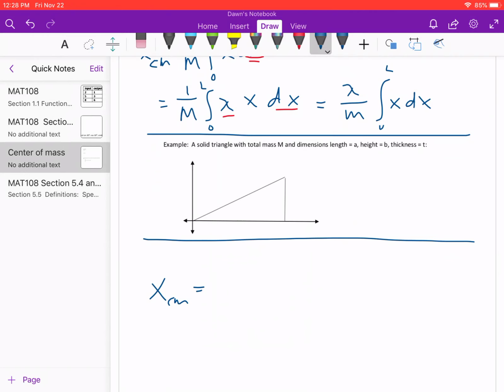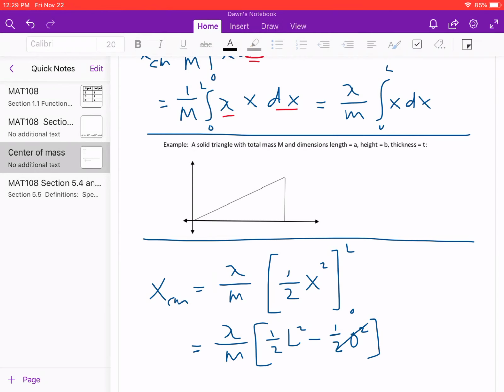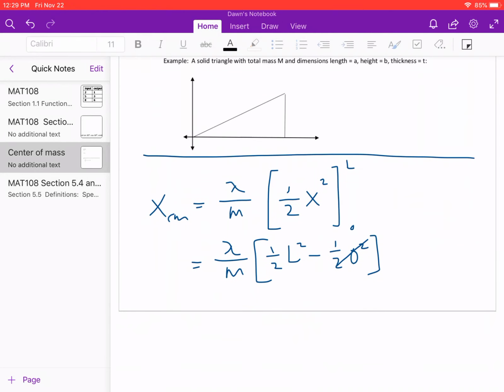So the x center of mass, the center of mass of my long rod of length L and mass M, is going to be lambda divided by M times, now I have to integrate that, and I know that the integral of x is 1/2 x squared, going from 0 all the way up to L. So this is lambda divided by M times 1/2 of L squared minus 1/2 of 0 squared, and that piece goes away.